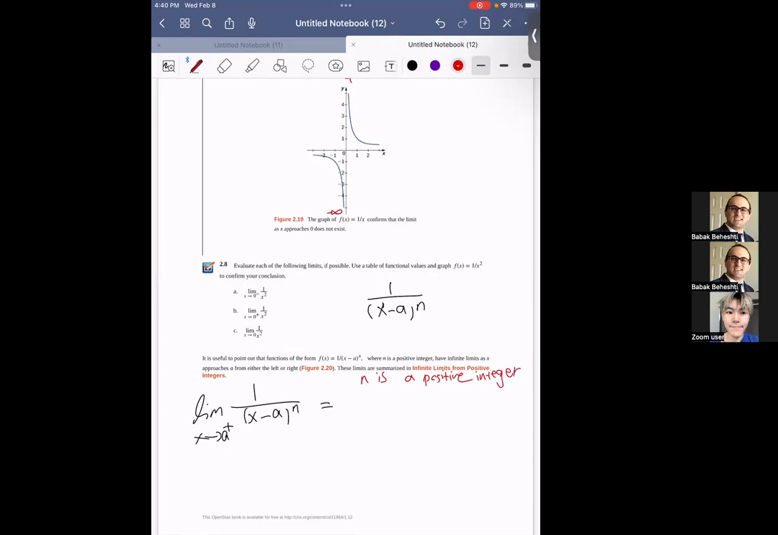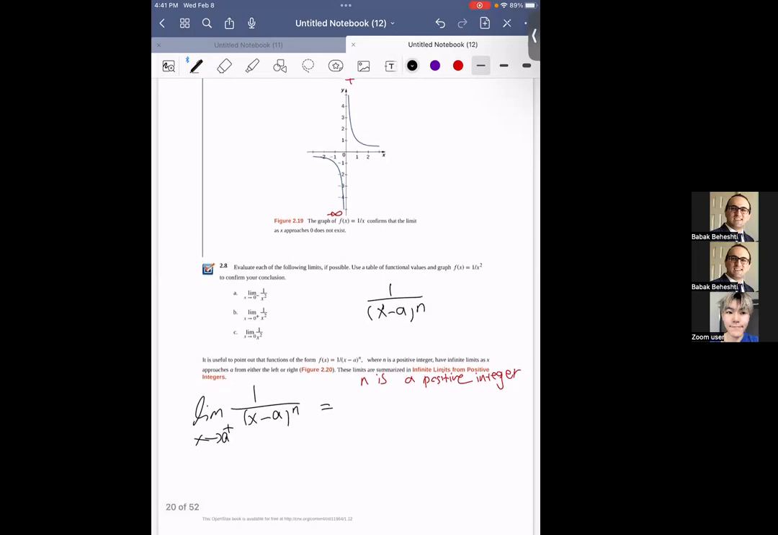So this limit, 1 over (x minus a) to the power n, like to the power 2, to the power 3. So the right limit is always equal to, so look, on the denominator, x is greater than a, right? So you have a small number, but it is positive. So on the denominator, you have 0 plus. By 0 plus, I mean a number very close to 0, but positive.